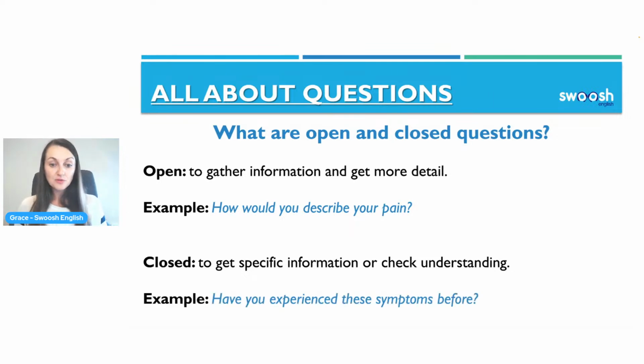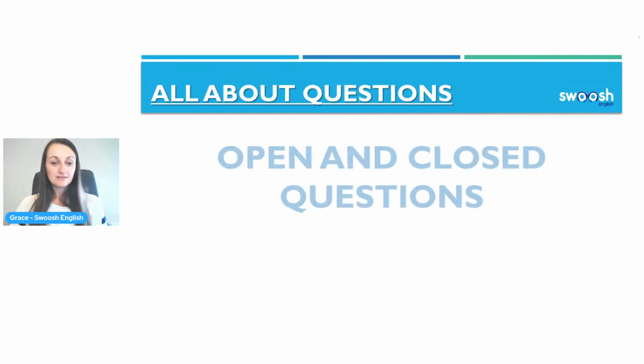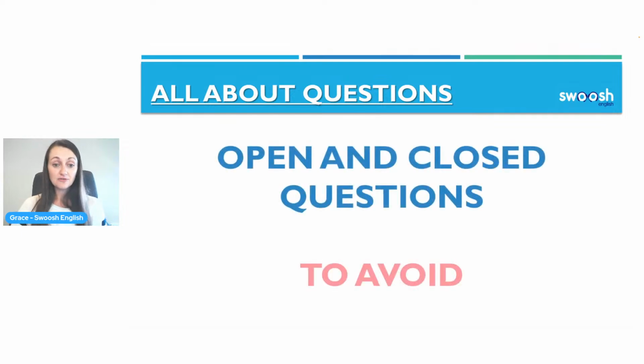Or, for example, have you experienced these symptoms before? This is to get a very specific answer. So you can see how in the role play, you need to use a mix of open and closed questions to gather the information that you need. Okay, do you feel pain now? Yeah, okay, that's a good closed question because the answer is yes or no. Excellent, everybody. Now, let's take a look at the types of questions to avoid.